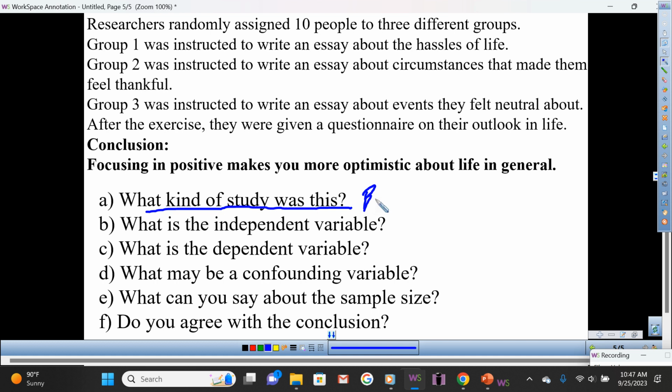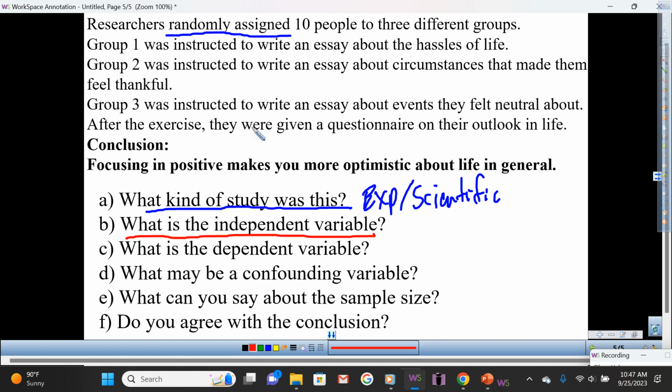Yeah, I heard experimental. Scientific, that is correct. What gave it away, everyone? Randomly assigned, that is correct. Next. What is the independent variable? So let me read it. Group 1 was instructed to write an essay about hassles of life. Group 2 was instructed to write an essay about the circumstances to be thankful. Group 3 was instructed to write an essay about feeling neutral. So what is the independent variable? What is the one thing that's going to have them do something? Yeah, write an essay. So that's our independent variable.